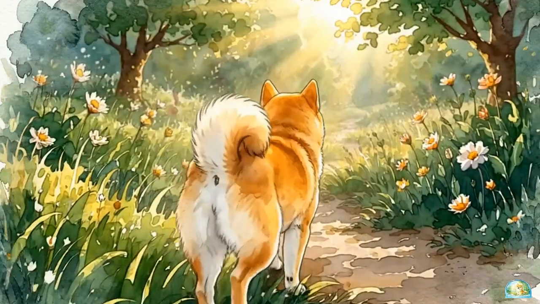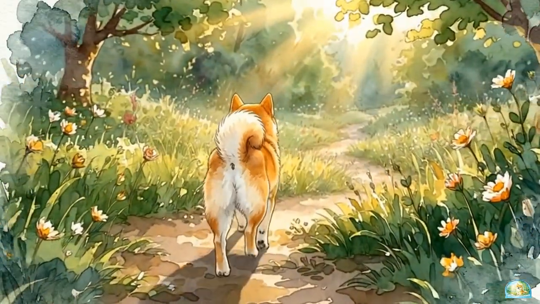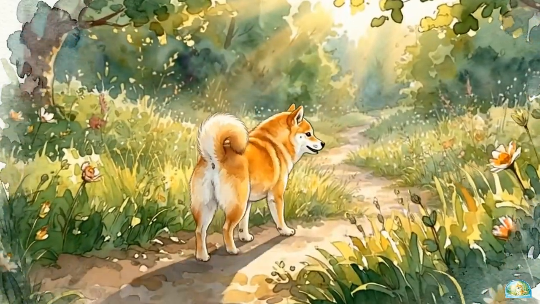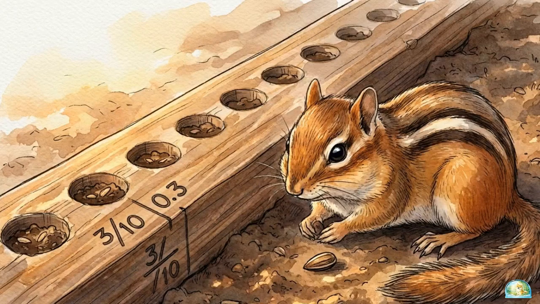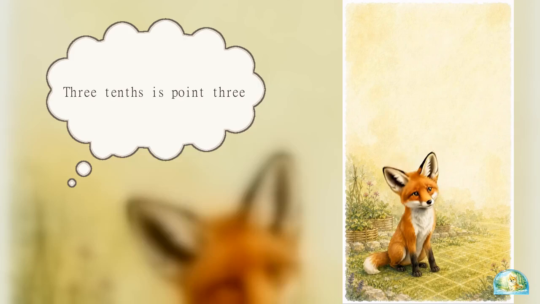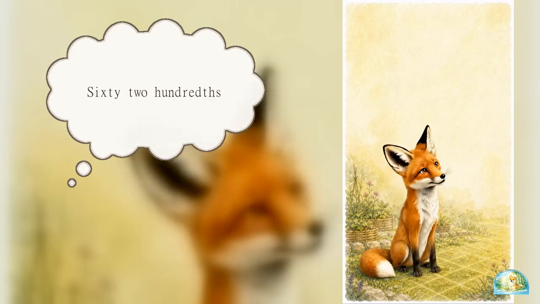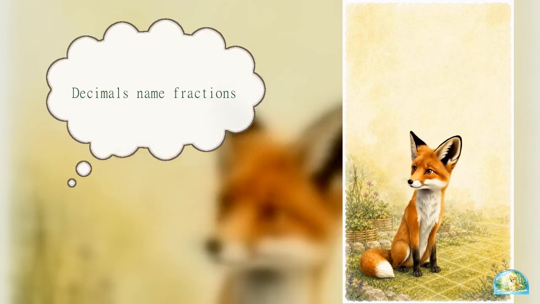With the seeds planted and the distances measured, Pip finishes his work, and Kit the Sheba trots off into the meadow. Decimals are not a new abstract species of number. They are simply a specialized label built to reflect the exact physical reality of base 10 fractions. 3/10 is 0.3, 62 hundredths. Decimals name fractions.